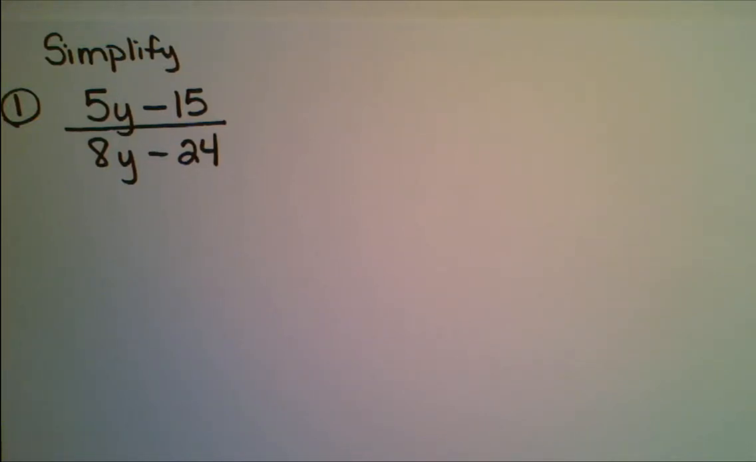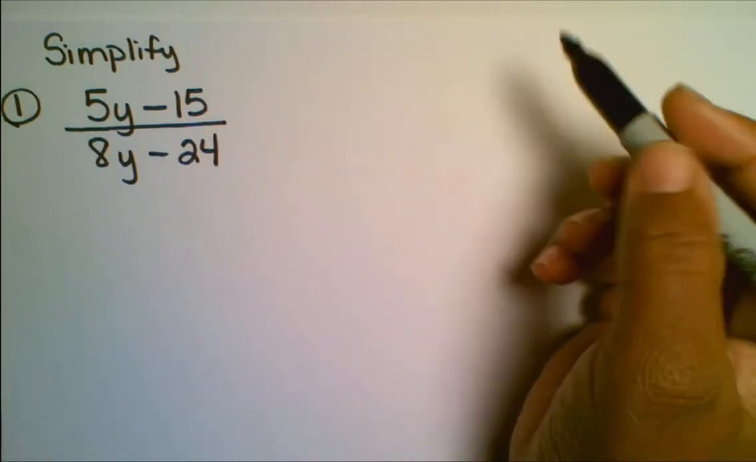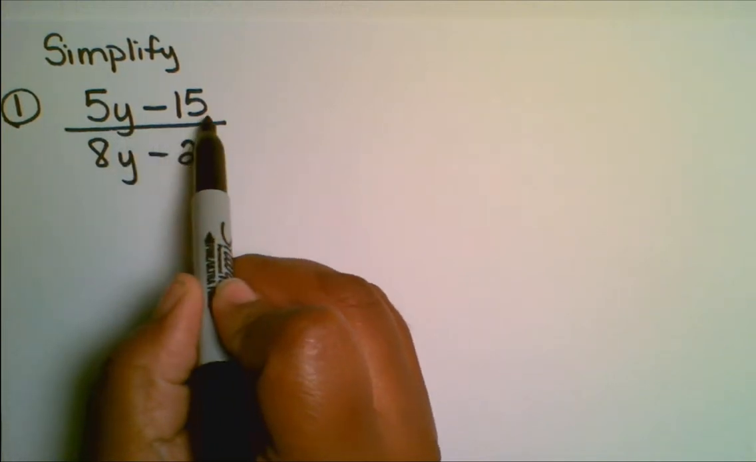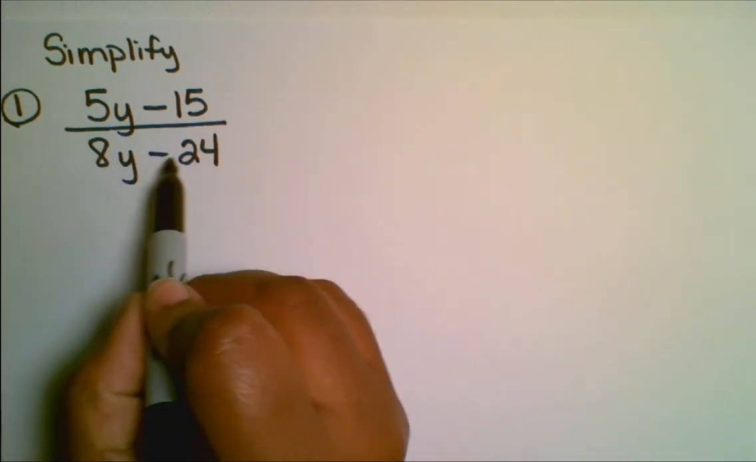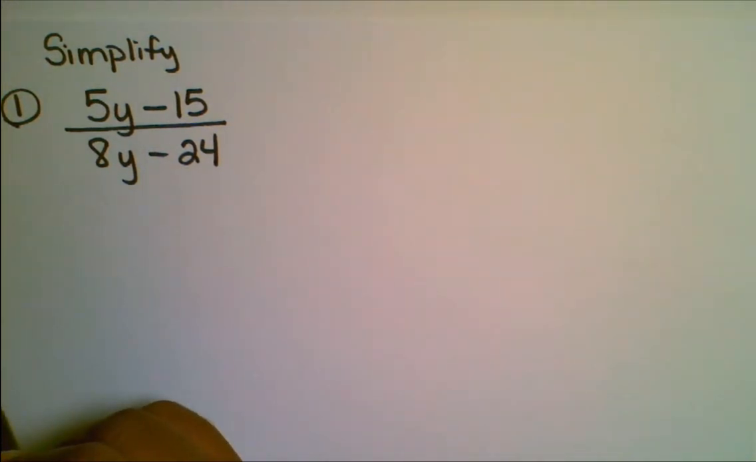All right, so let's simplify. We have a rational expression where we have a binomial divided by a binomial, and our goal is to simplify this fraction by factoring. Okay, so we want factors. Right now we have two terms in the numerator, two terms in the denominator. So the way that we're going to simplify is by factoring.